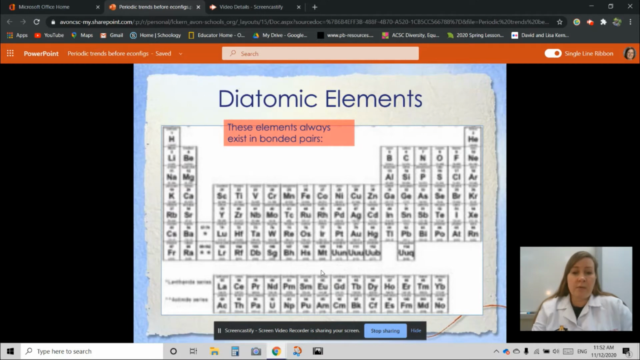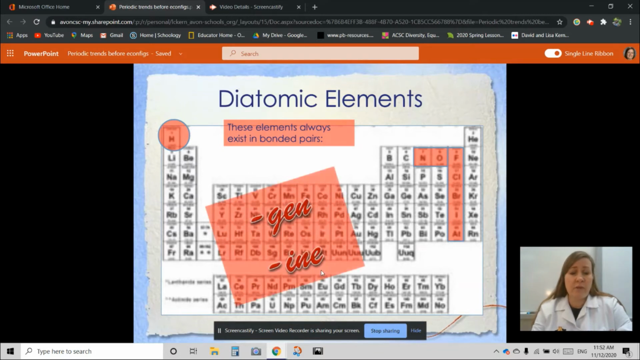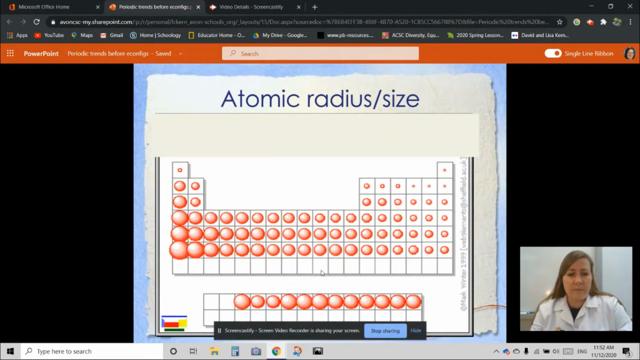We talked about which elements are diatomic. They're the ones that end in gen or ene. So that's nitrogen and oxygen. All of the halogens: fluorine, chlorine, bromine, iodine, astatine. And then hydrogen over here, hydrogen. So if you remember the gens and the enes are diatomic, then you'll get those questions right.